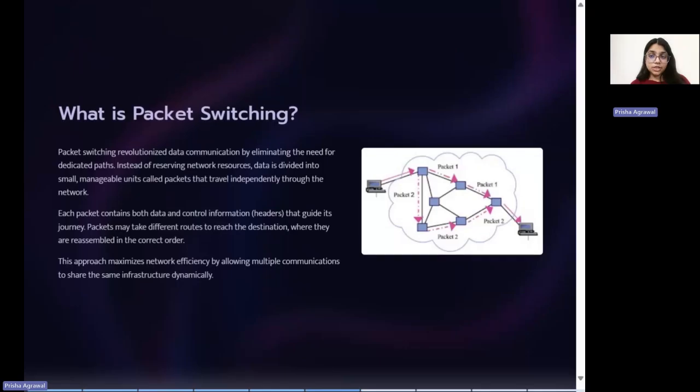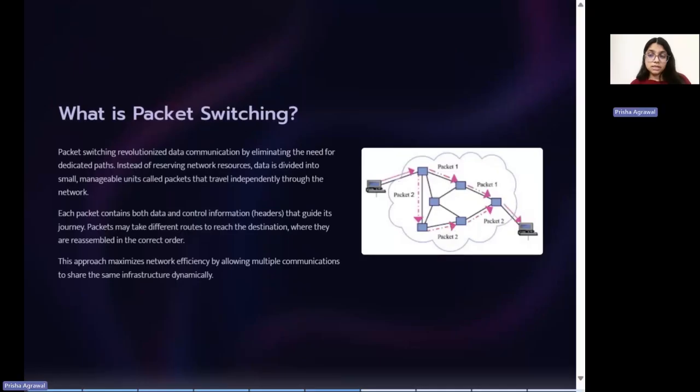To overcome all the limitations of circuit switching, a more efficient communication technique called packet switching was developed. In packet switching, data is divided into several small units called packets before being transmitted through the network. Each packet contains both the actual data and control information such as the source address and destination address. Packets travel independently through the network. Different packets belonging to the same message may travel through different routes depending on the network conditions. And once all the packets reach their destination, they are reassembled in the correct order to reconstruct the original message.